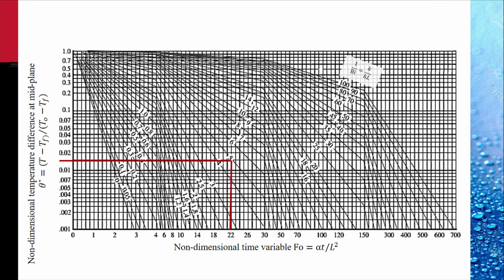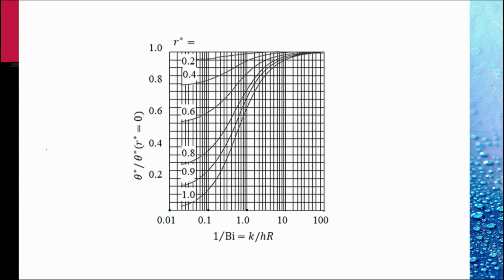I will not explain it further, but this graph is supplemented with what is called a position correction chart. From this, once we know the temperature at the center line, we can predict the temperature at any other location. You can refer to any textbook on heat transfer to understand how this graph is used. Thank you.